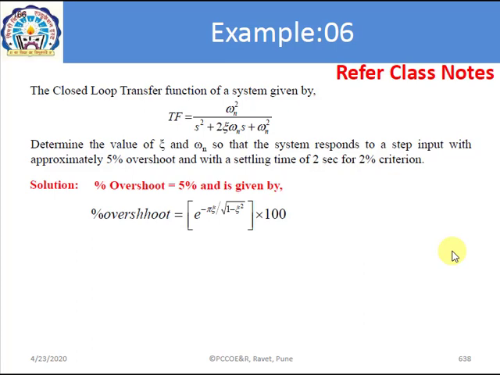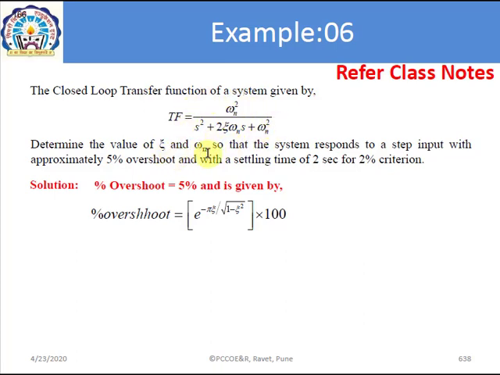Next, in the next numerical, the closed loop transfer function is given. It's a standard form. The transfer function is omega n square over s square plus 2 zeta omega n s plus omega n square. Determine the value of zeta and omega n so that the system responds to a step input with approximately 5% overshoot and with a settling time of 2 seconds for a 2% criteria. Now we know that in this numerical, the percentage overshoot and the settling time for 2% criteria are given, and they are asking us to determine zeta and omega n value. In other words, they are asking us to derive the transfer function for a second order system in this format.